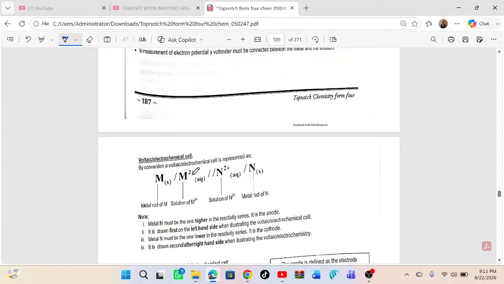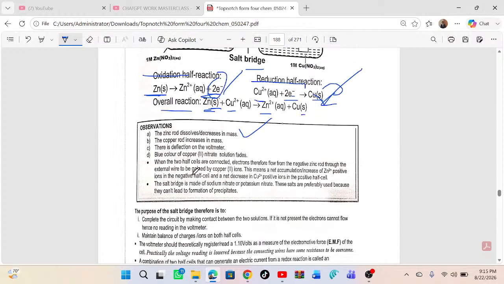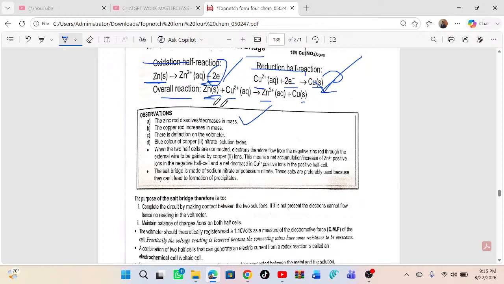And I think they can ask you to write what? They can ask you to write the cell representation or cell convention. So if they ask you to write the cell representation or cell convention, you write it directly like this. You just write like this.